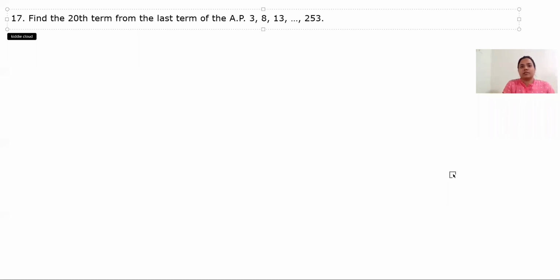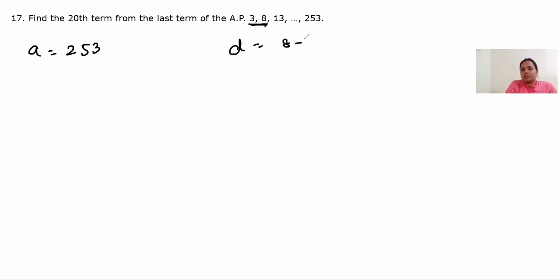Let's move to the next question. Find the 20th term from the last term of the AP 3, 8, 13, ..., 253. In this case, we have to find the 20th term from the last, so we will reverse the AP. It means our A will be 253, and D we can find from here only. This is 8 minus 3, that is 5. So in this case, D will be minus 5.